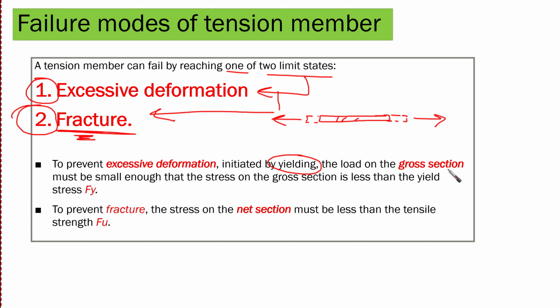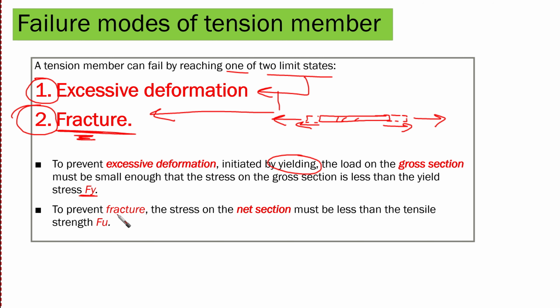The load on the gross section must be small enough that the stress on the gross section is less than the yield stress F yield, right? We need to guarantee that the stresses in the gross section will not exceed the yield, because if it would reach yield, then we are going to have excessive deformation. Okay, this is number one.